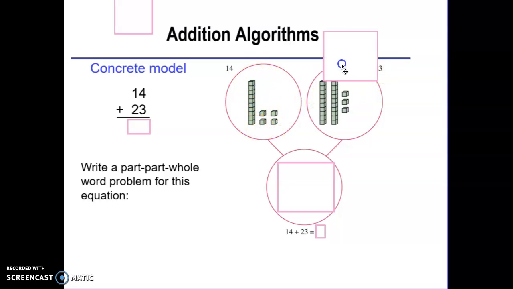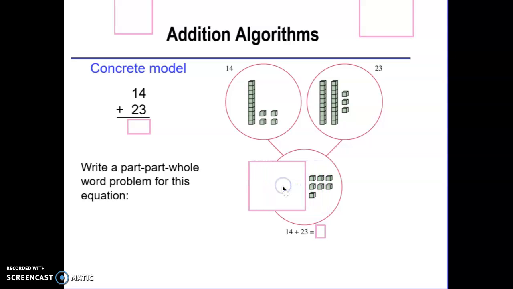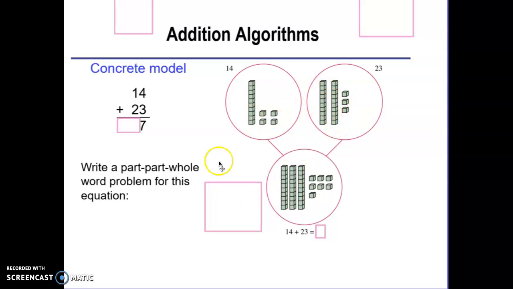So 23, exactly what you would expect, 2 rods and 3 tinies. Each rod has 10 tinies, so 23 and 14, and we are combining them to get the sum. Okay, so let's start with the tinies. 4 and 3, when I combine those, I have 7. So over here in my standard algorithm, 4 plus 3 is 7. Now let's add the rods. 1 and 2 more. If I combine those, I'm going to get 3. Over here in my regular standard algorithm, 1 plus 2 is 3.